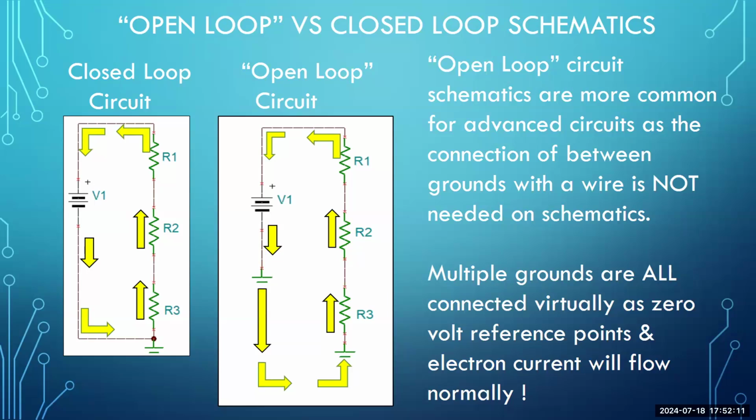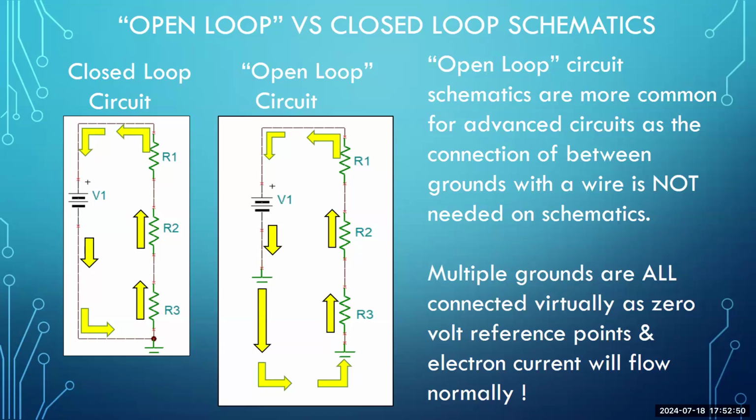And so with open loop schematics, they are far more common for advanced circuits, as the connection between the grounds with a wire is not needed on the schematics. Multiple grounds, as many grounds as there may be shown, are all connected virtually to each other. They are all 0-volt reference points, and the electron current flow will flow normally. When you see the next few diagrams, you'll see how this is going to be possible. But I wanted to show you open loop versus closed loop.